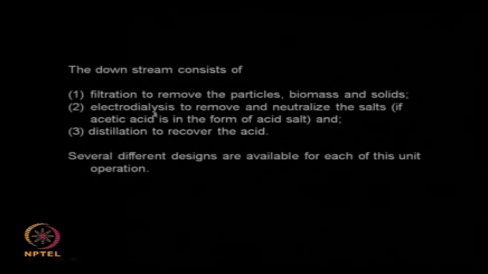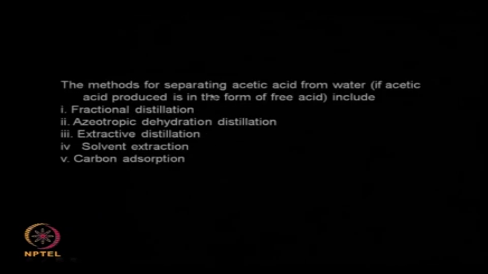So many different ways of filtration can be resorted to, so many different ways of electrodialysis can be resorted to, and so many different ways of distillation also can be followed. If you want to separate the acetic acid from water, you can use fractional distillation, azeotropic distillation, or extractive distillation. So these are three different types of distillation, or you can use a solvent so that the acetic acid alone is extracted from the dilute media. You can also resort to adsorption, so carbon can be used for adsorbing the acetic acid. All these different techniques can be used, and each one has advantages and disadvantages. There is also a cost factor involved. Some of them are expensive at certain scales, some of them are cheaper at certain other scales, so one needs to decide depending upon the cost factors.